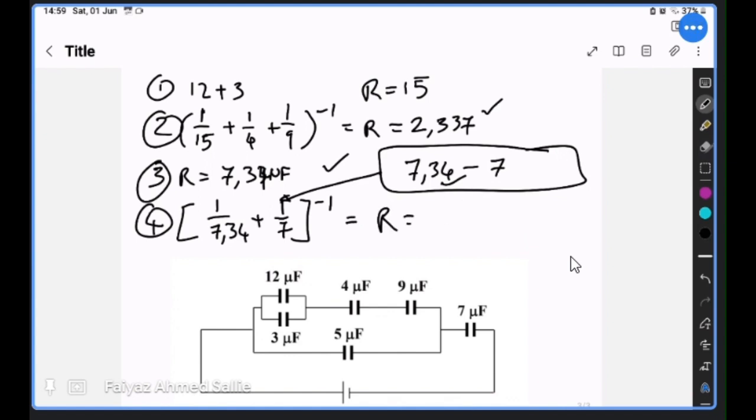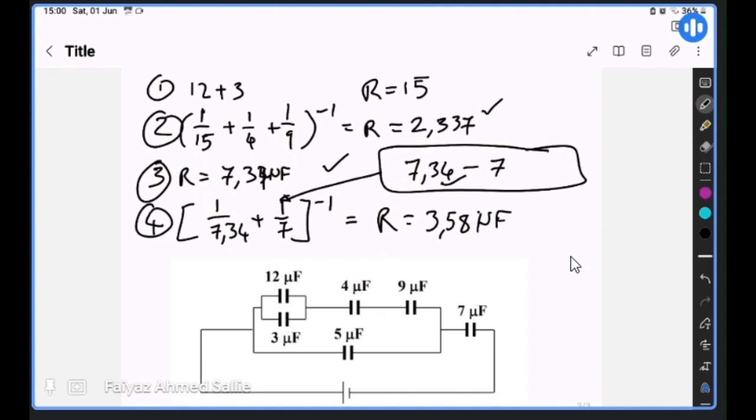So the total is equal to 1 over 7.34 plus 1 over 7, to the power of minus 1, equal to 3.58 microfarads.